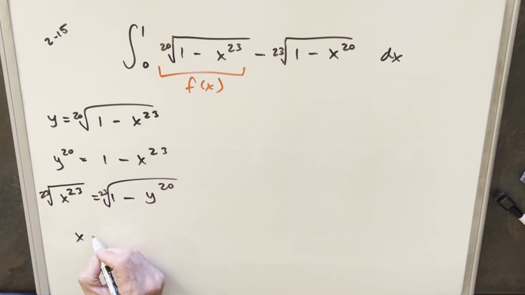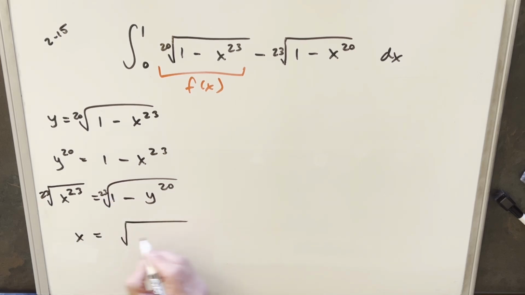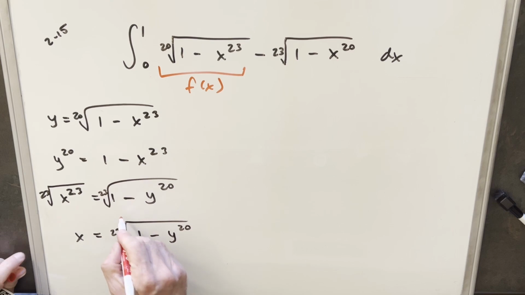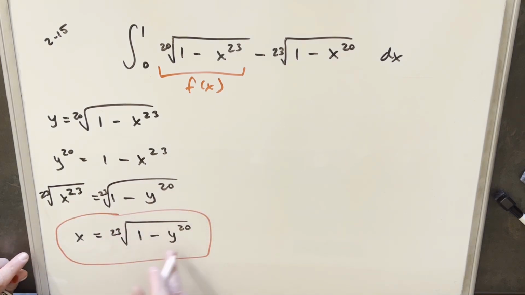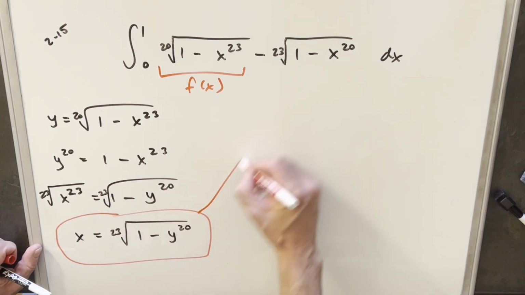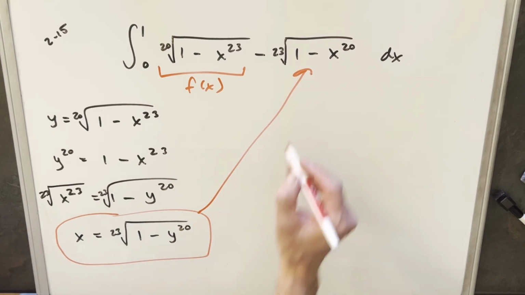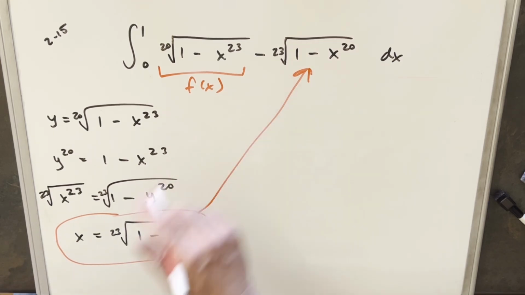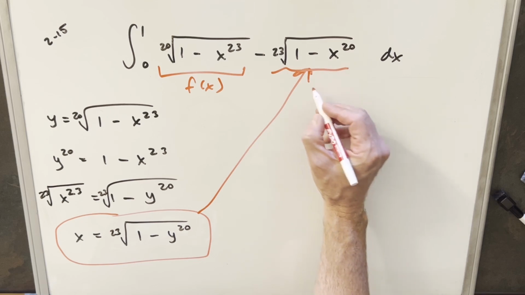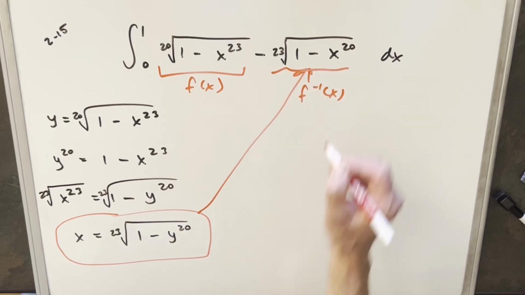What we end up with is x equals the 23rd root of 1 minus y to the 20th. If you were to swap the x and the y, this is going to be exactly the other value right there. So that tells us these two things are inverses, and I can write this one here as f inverse of x.